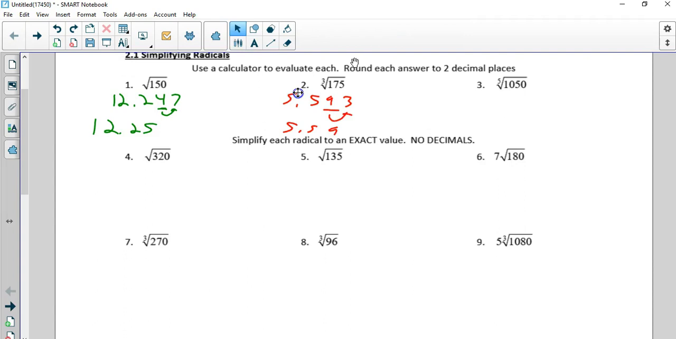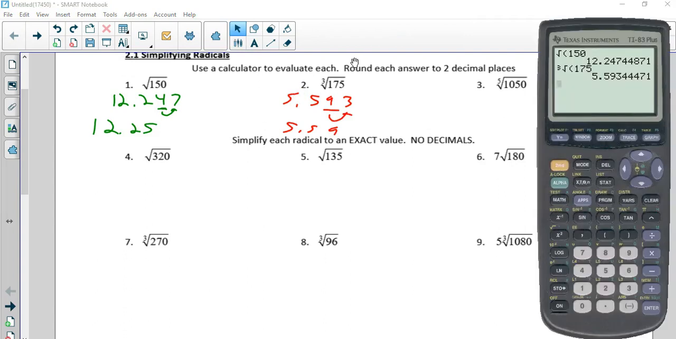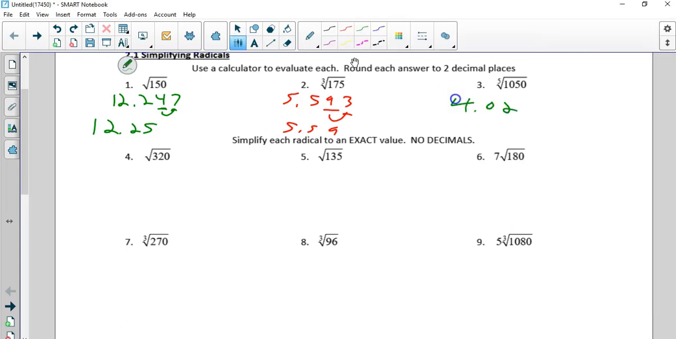Fifth root of 1050. Now remember, for this one, you have to put the fifth, anything above 3, you have to do this first, then go to the math key and go to number 5. And that makes it the fifth root. Now, in the yellow calculator in the back of the room, it actually puts a small 5 where that X is. Now in this version. And then you put in the 1050. 4.020, which is pretty much just 4.02. The 0 tells you to stay. So there's our answers for the first 3.